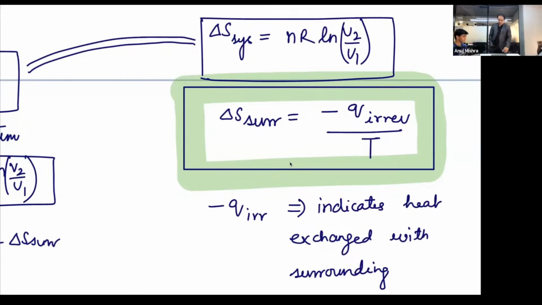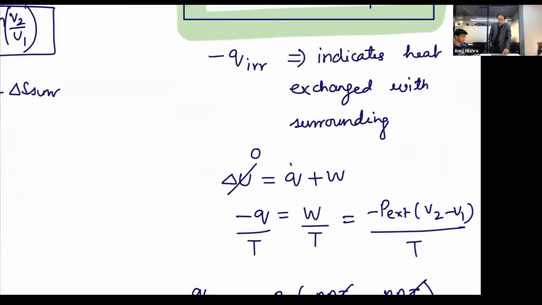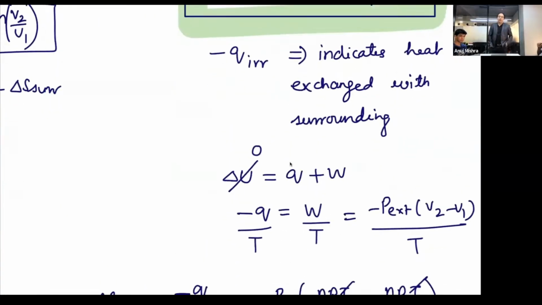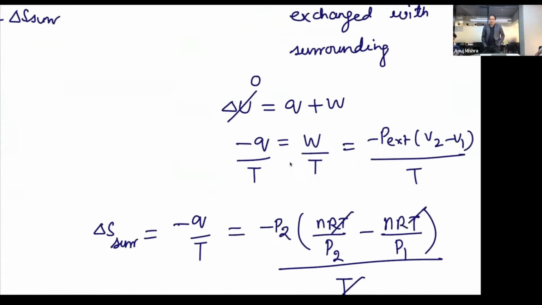करो solve करो. So you can say delta U is Q plus W. Minus Q upon T is W upon T. W is minus P external times V2 minus V1, upon T, right? P external is P2. इसको note कर लीजिए. V2 is nRT upon P2, V1 is nRT upon P1. Upon T में सारे T cancel हो जाएंगे. nR बाहर चला जाएगा. n का value 1 given है. अब values रख लीजिए.